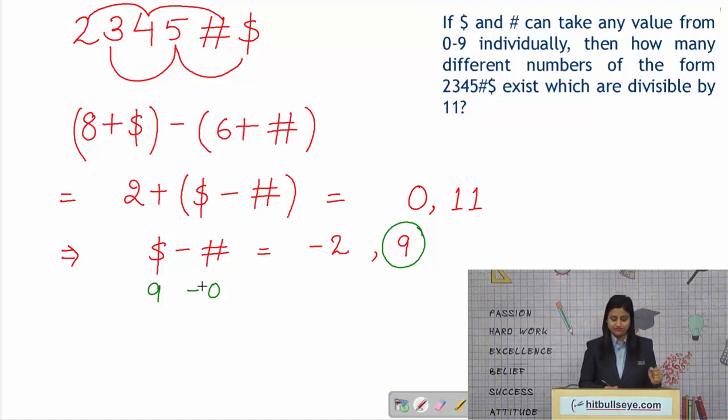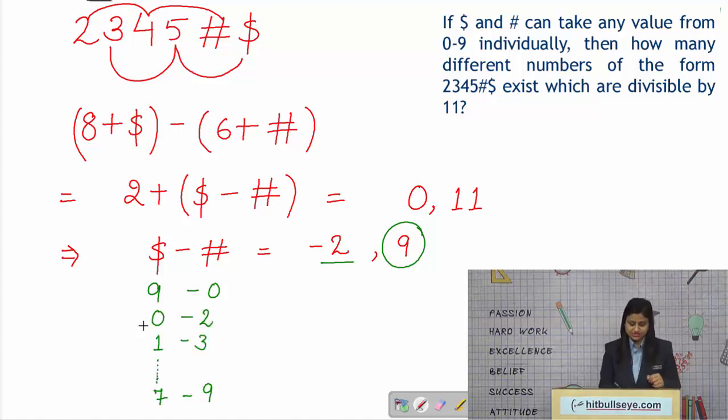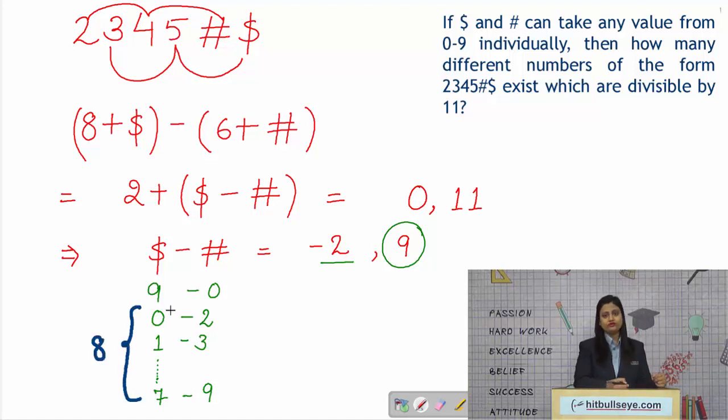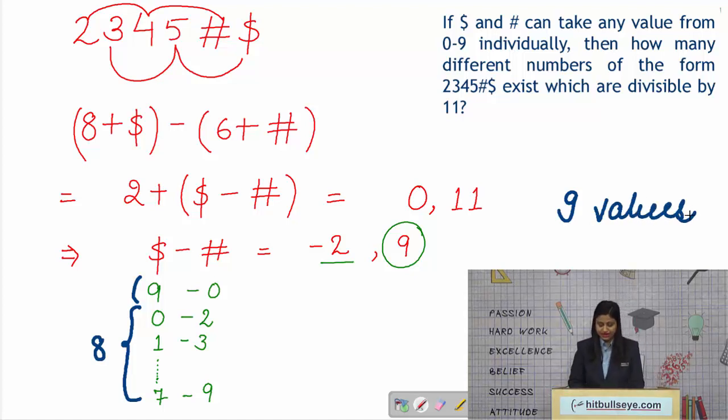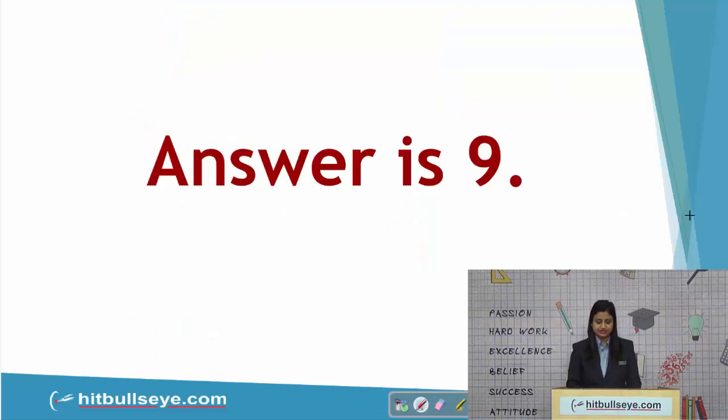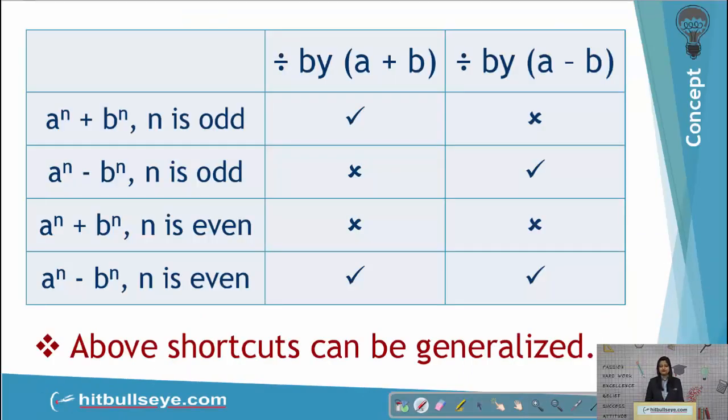There is only one way. For this minus 2 we have various possible solutions. So in total how many solutions are possible? These 8. See, we are going from 0 to 7, so these are 8 values, and this one. So in total how many values are possible? They are 9. There are 9 such numbers. That is the answer. Let us move further.